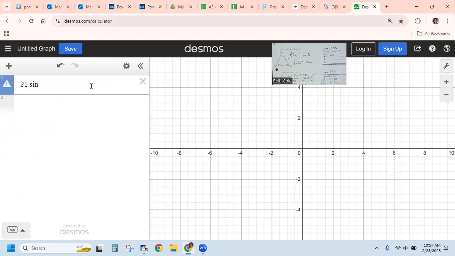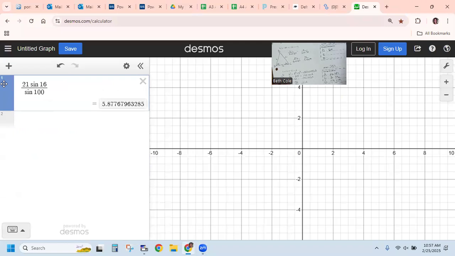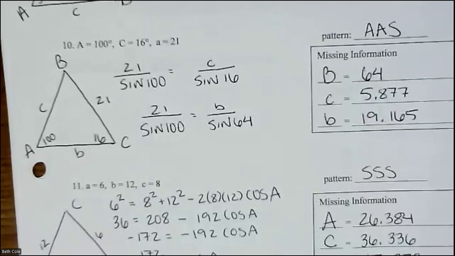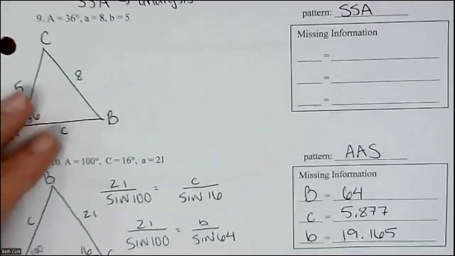So 21 sine 16 divided by sine 100. 5.877. And then all I have to do to make it give me the other one is change the 16 to a 64. And you should get a bigger number, which we did, 19.165. All right. The other two are the same pattern, so it doesn't really matter what order we do these in.